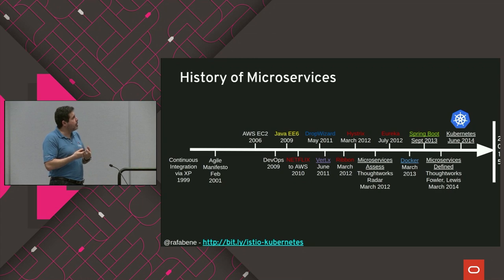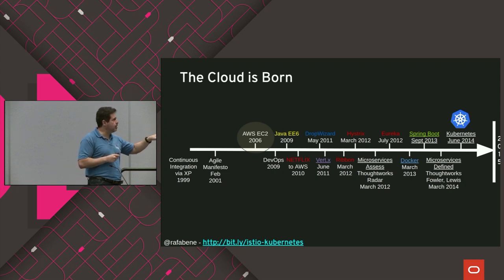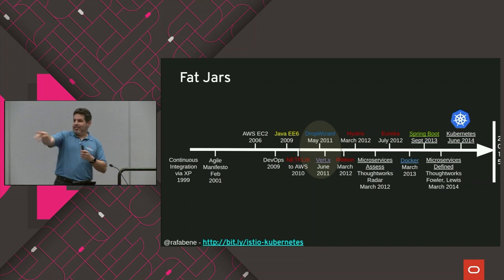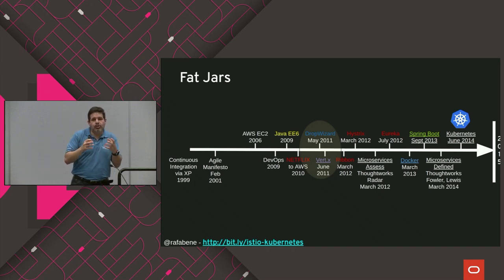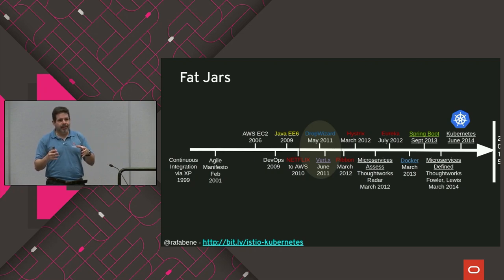So let's recap the history of microservices. Of course, in 2006, the cloud was born with Amazon releasing EC2. Then, for those who are Java developers, by the way, who is a Java developer here besides me? Oh, we have six. I saw you. That was important because most of the time we deployed applications on application servers. With Dropwizard and Vert.x, we don't need an application server. We have a fat jar, a self-contained file that executes the application and the application server.